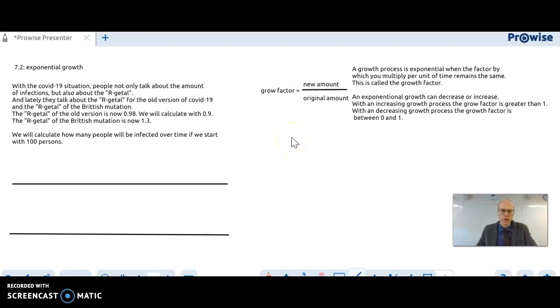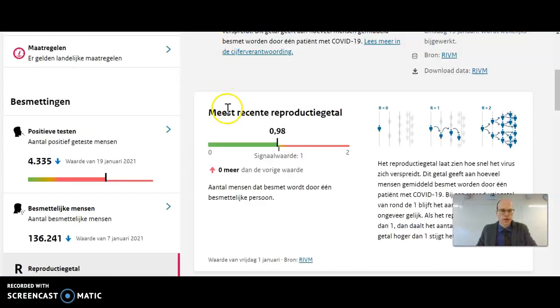Okay, how is this working? As you know, I've got the official website of the corona dashboard, and there is the reproductiegetal or R-getal, the R, the reproduction number. You can see over here right now it is 0.98. And what is that? That is the number of people that get infected by someone else. So if you have corona, on average, how many people will you infect? That will be 0.98.